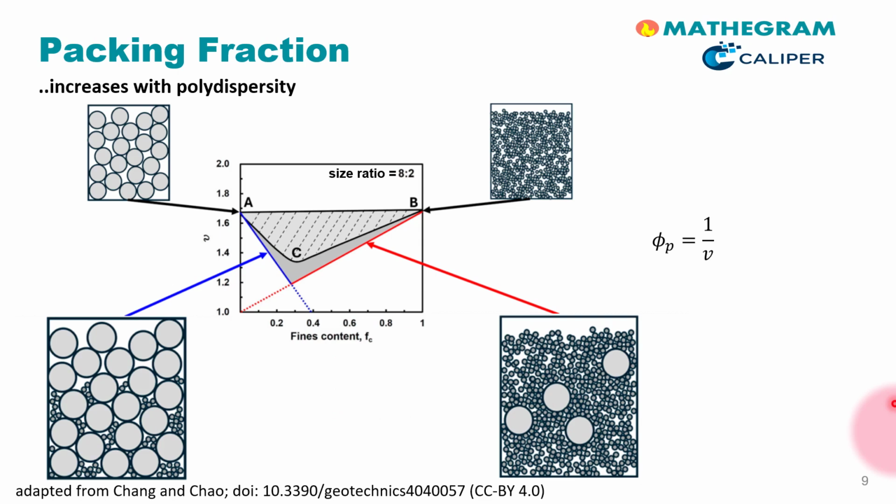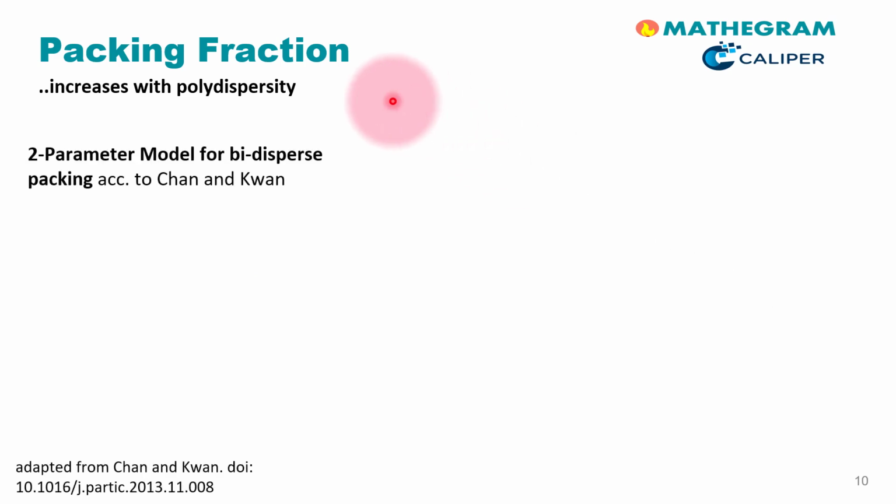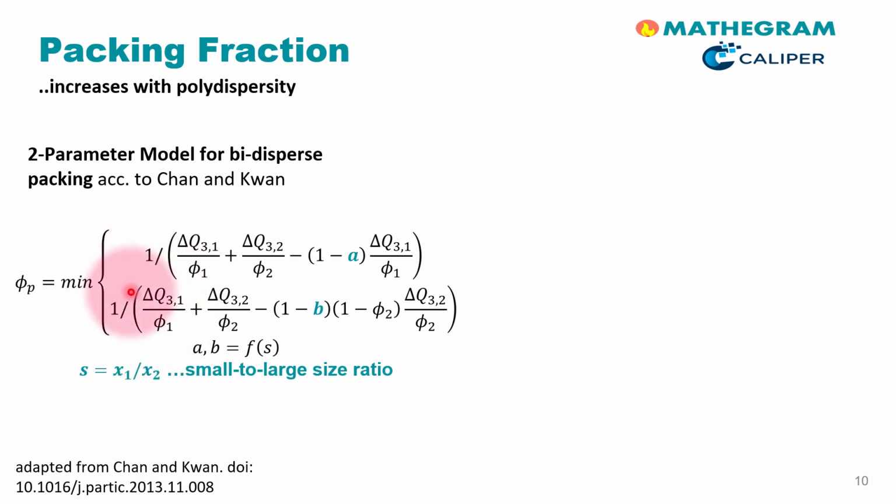Let us now shift our attention to a more quantitative description of these effects. On this slide, I would like to summarize the results of a simple two-parameter model for a bidispersed packing published by Chan and Kwan. As you can see, the expression is of moderate complexity and considers the volume fractions delta Q31 of the fines, the packing volume fractions of only coarse and fine particles phi 1 and phi 2, as well as the parameter S, which is simply the small to large size ratio. Note that delta Q32 is the volume fraction of coarse particles, which is simply 1 minus delta Q31.